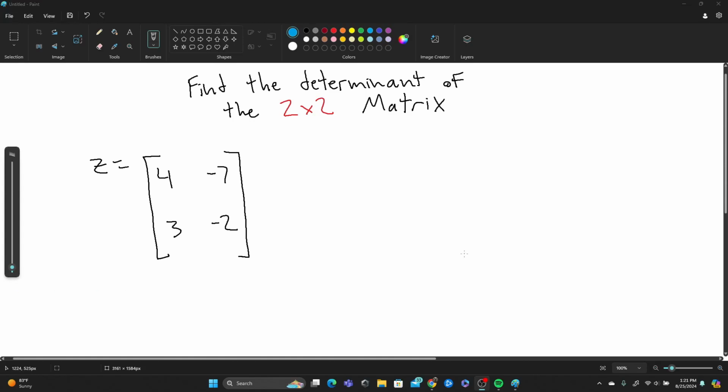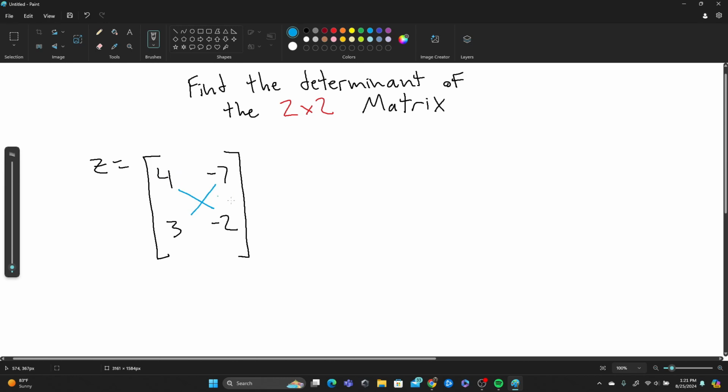Find the determinant of the 2 by 2 matrix. So here we have matrix Z and we're being asked to find the determinant. The way I like to think of it is we're going to try to find the product of going forward, right, because this line's going left to right, minus the product of going backwards. So it's always forwards minus backwards, which is pretty easy to remember.